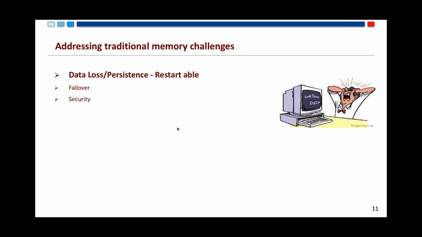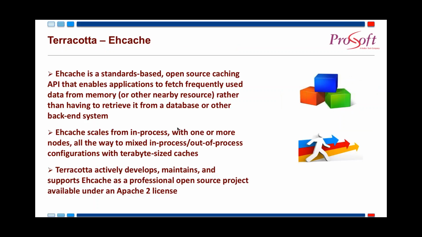While choosing an in-memory product, we need to look for a few qualities, like data persistence to withstand crashes and restarts. It should also have a failover capability, where if one of the nodes in the in-memory solution fails, the other nodes take over and process the request. We also need to be able to secure the data we store in memory. There is one such product, Terracotta from Software AG.